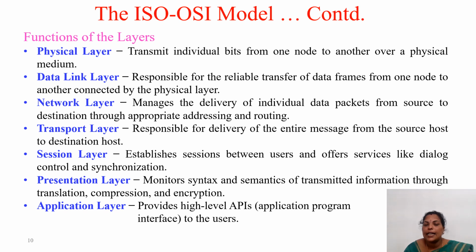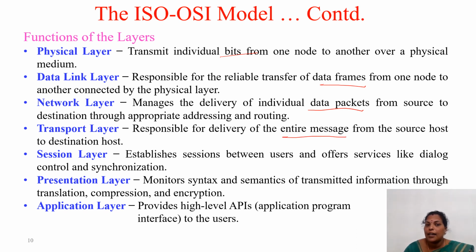And the data link layer is responsible for reliable transfer of data frames from one node to another connected by the physical layer. Here it is frames, here individual bits, here transfer of data frames. The network layer manages the delivery of individual data packets from source to destination through appropriate addressing and routing. And the transport layer is responsible for delivery of the entire message.